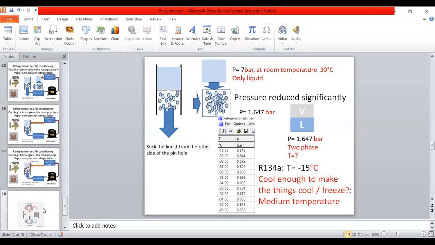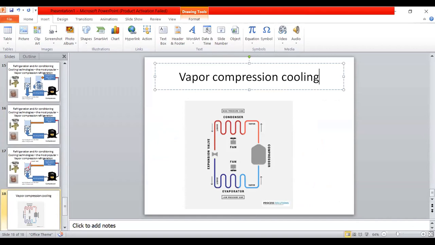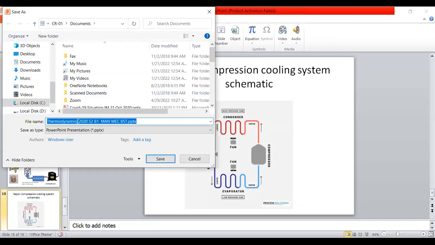Next week, we will look into cooling applications. So this is the cooling system schematic. Okay, good. Today is 29 April.